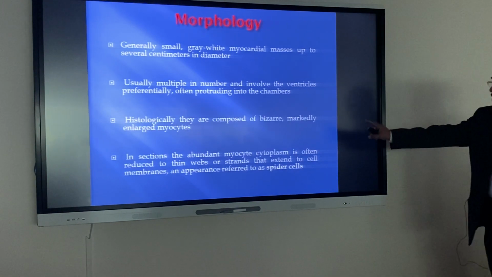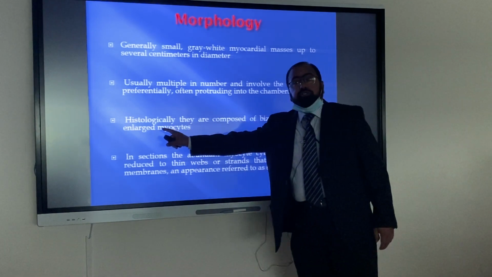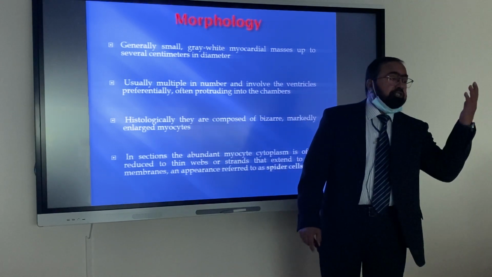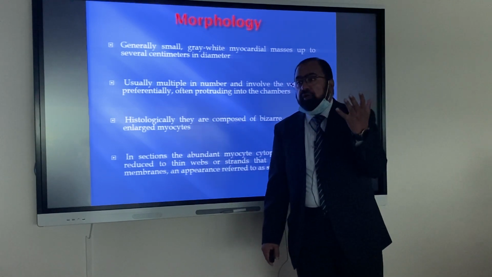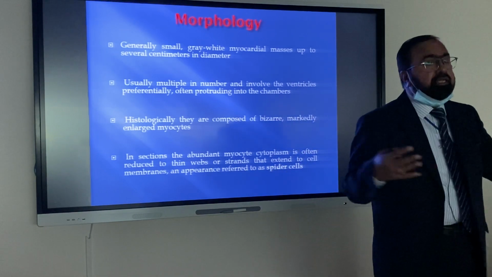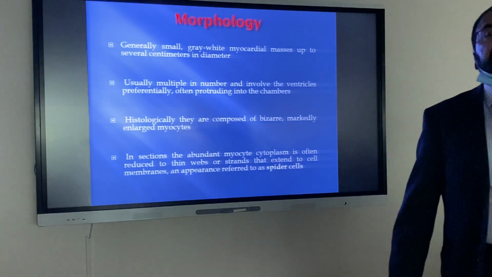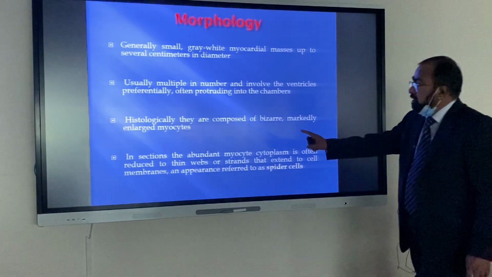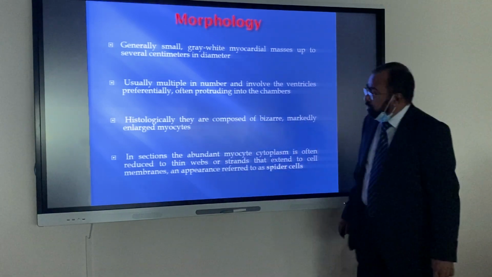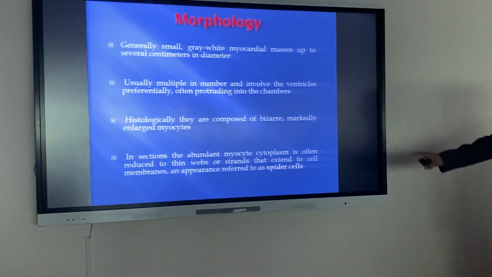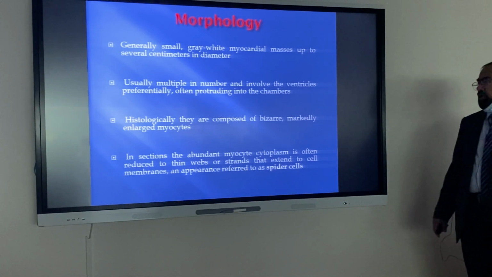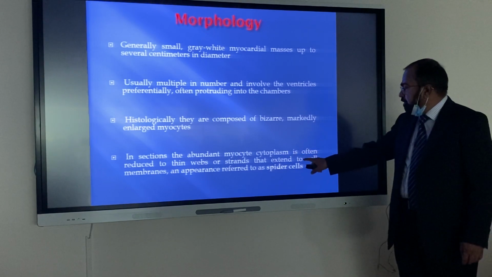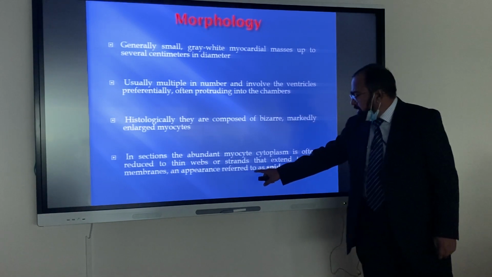Histologically, they are composed of bizarre, markedly enlarged myocytes. In myxomas, there were no myocytes. On the contrary, it was a mucopolysaccharide background in which you see some stellate-shaped cells, some glandular structures, some monocyte-like cells, right? In myxoma. Here, you can see enlarged myocytes, bizarre looking. On sectioning, the abundant myocyte cytoplasm is often reduced to thin webs or strands that extend to the cell membrane, appearing like a spider cell.